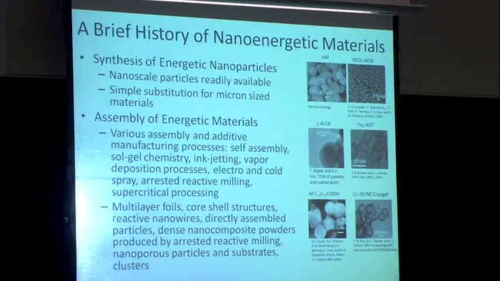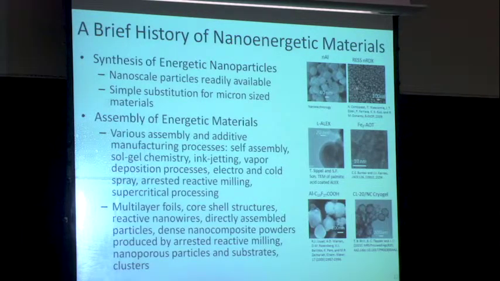And the interest at that stage was, well, suppose I just take the micron particles out of a composite propellant and substitute a nanoparticle. What changes in terms of the combustion behavior? Indeed, what people saw was the burning rate increased, but it didn't increase as much as they thought it would. Part of that came from what I just showed you in the previous graph: I'm losing energy content, and there is what happens with regard to how the particles accumulate at the surface.